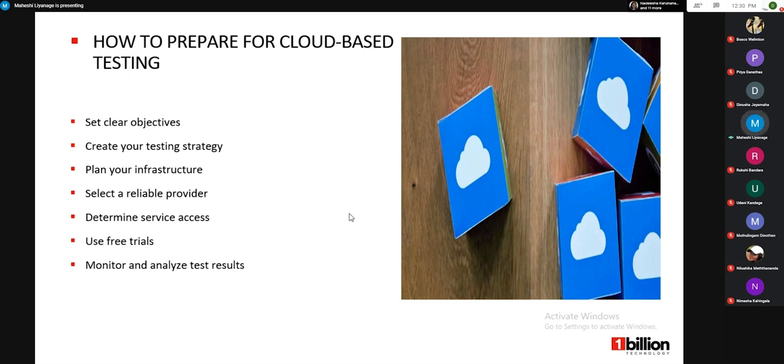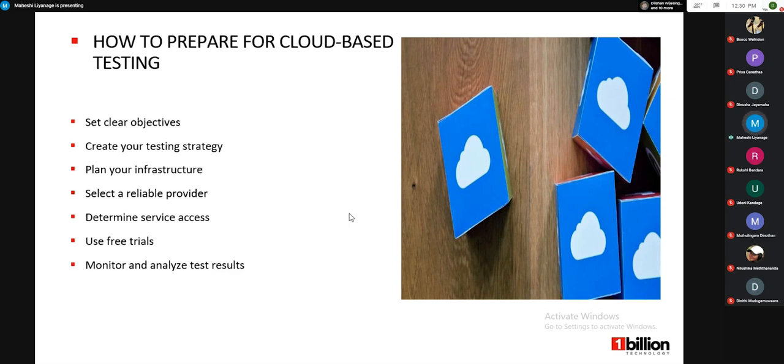And then we have determine service access. It's not a good idea to provide access to the cloud-based services to one tester, because then that person will become responsible for all issues. So that's not a good thing. So you have to provide access to several testers. But also you have to keep in mind that it's better to limit the access, because it will lead to some hidden costs. So you have to give the access keeping that in mind.